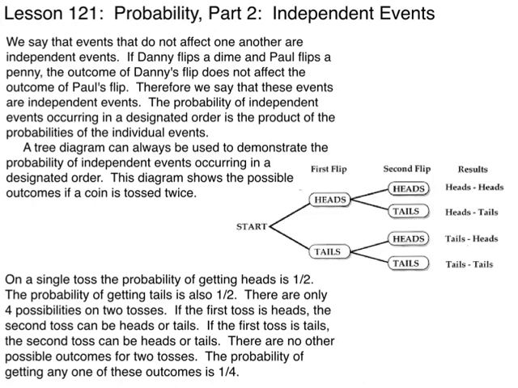This is Saxon's second edition, Algebra 1/2, Lesson 121. This lesson is on Probability Part 2, Independent Events.